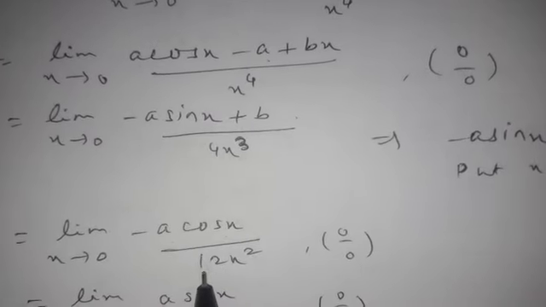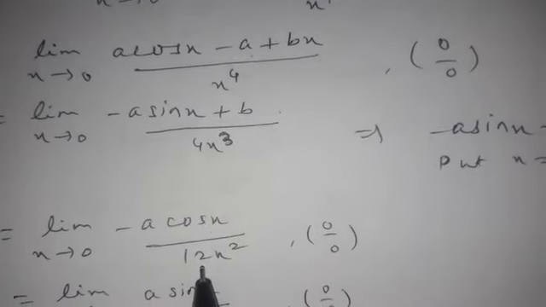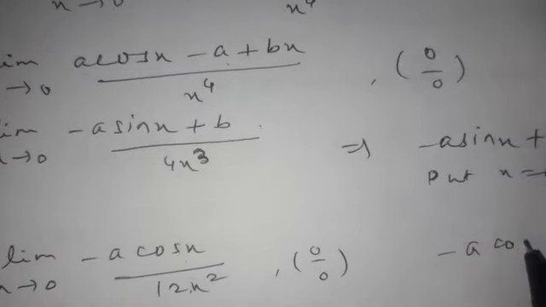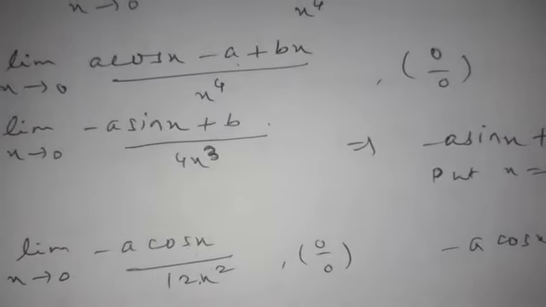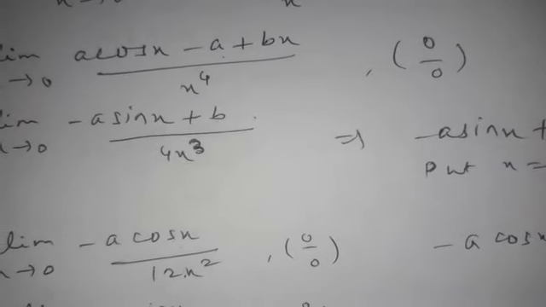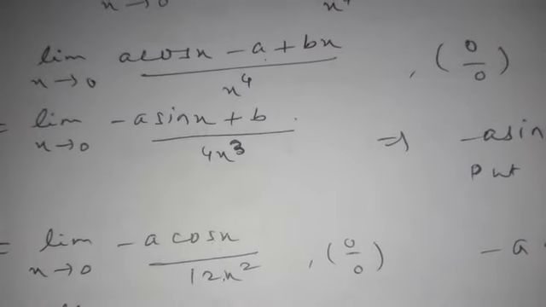So I get here numerator upon denominator. Denominator is 0. So I have to take minus a cos x equal to 0. So again a equal to 0 we get in this case. Something is wrong. We will solve it again.